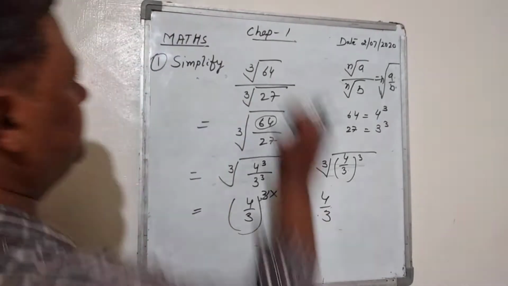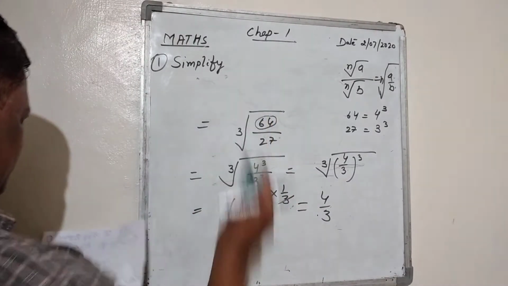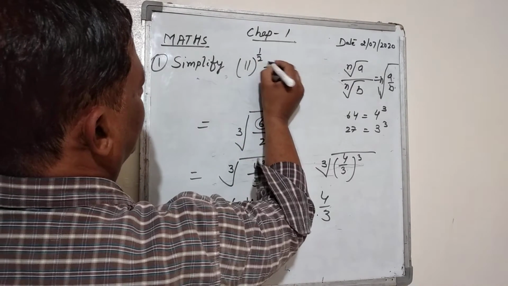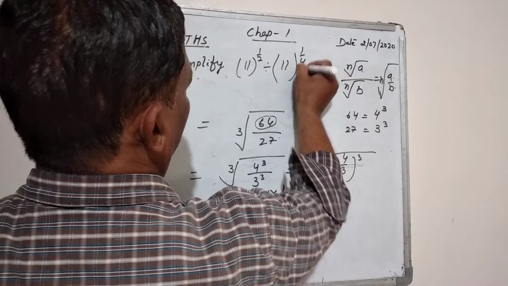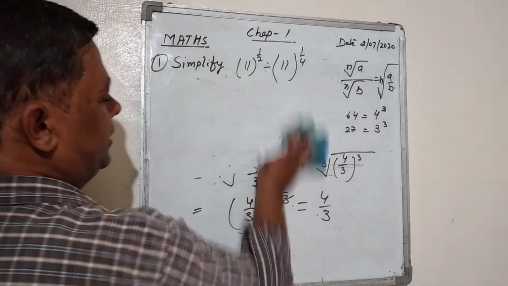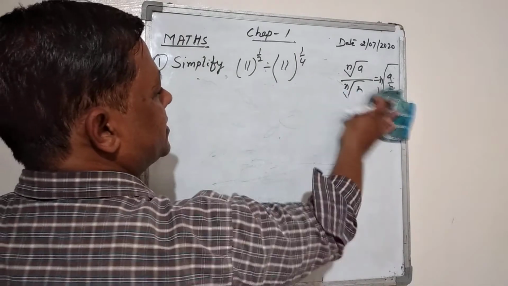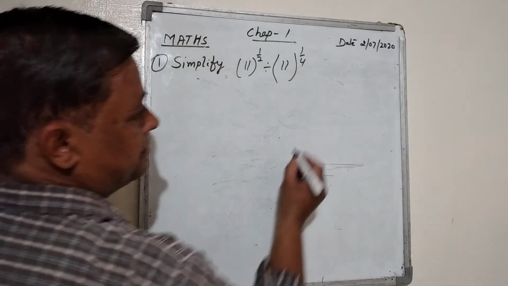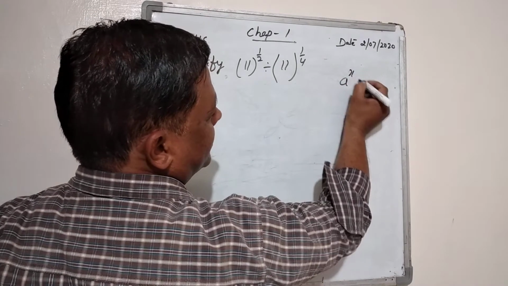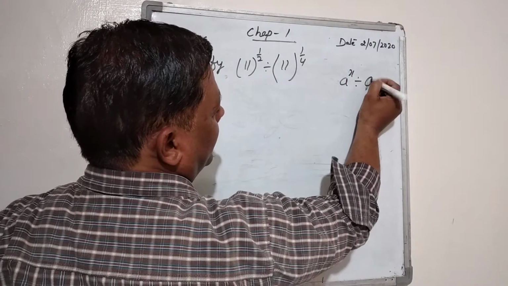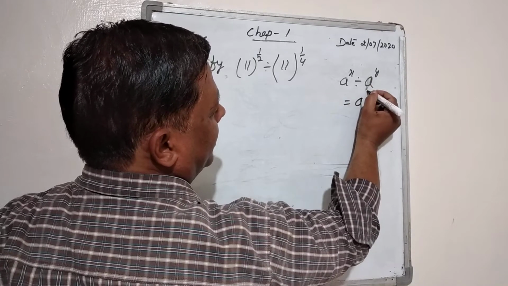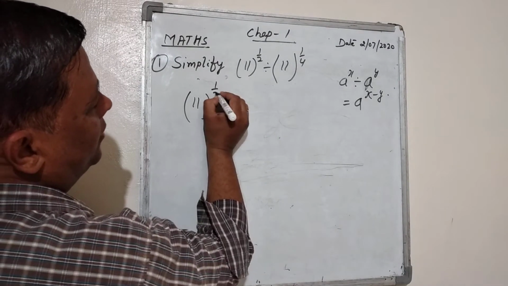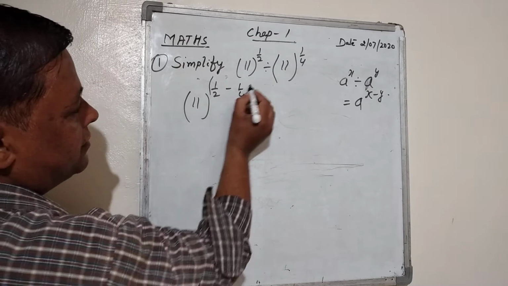Now we have another one, that is 11 whole power 1 by 2 divided by 11 whole power 1 by 4. Simplify this by using the second law of exponents, a raised to the power x divided by a raised to the power y, that will be a raised to the power x minus y. So here 11 whole power 1 by 2 minus 1 by 4. Now we solve these fractions.